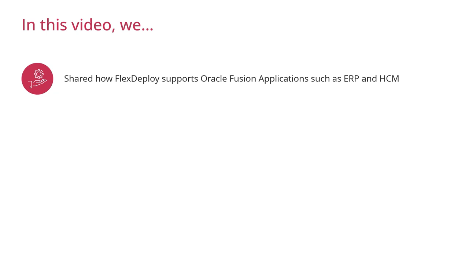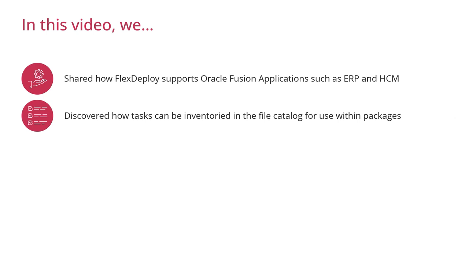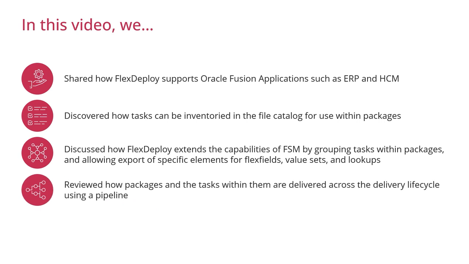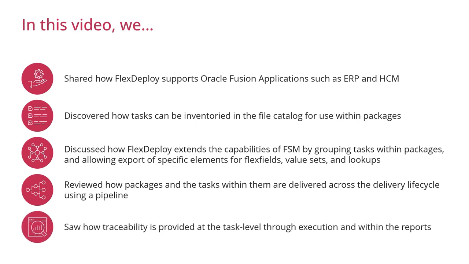In this video, we learned about FlexDeploy's support for Oracle Fusion applications such as ERP and HCM. We discovered how tasks can be inventoried in the file catalog for use within packages. We discussed how FlexDeploy extends the capabilities of FSM by grouping tasks within packages and allowing export of specific elements for flex fields, value sets, and lookups. We reviewed how packages and the tasks within them are delivered across the delivery lifecycle using a pipeline. And finally, we saw how traceability is provided at the task level through execution and within the reports.